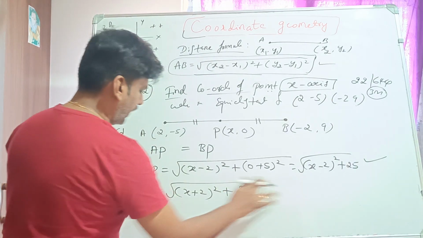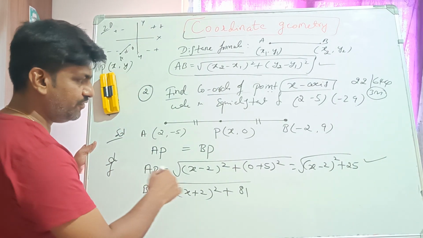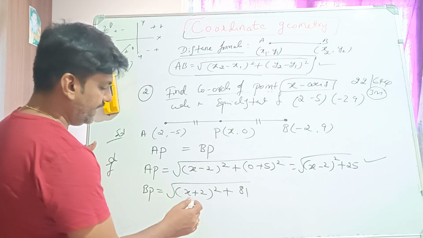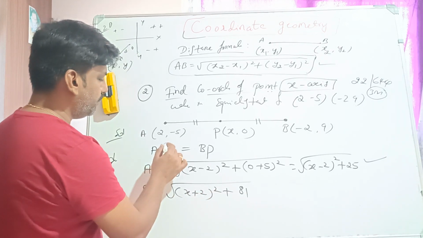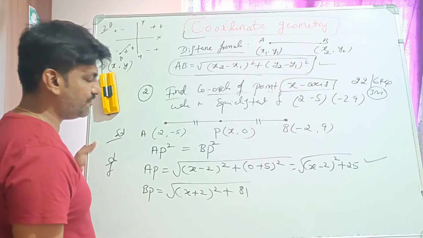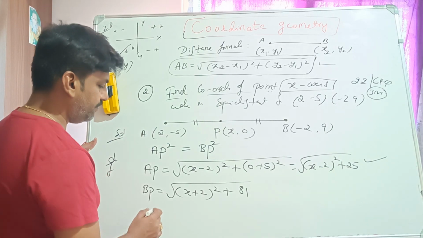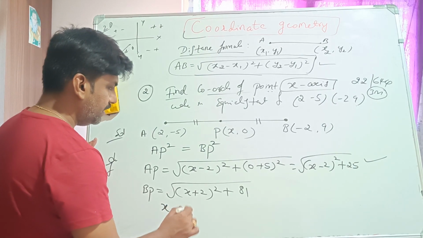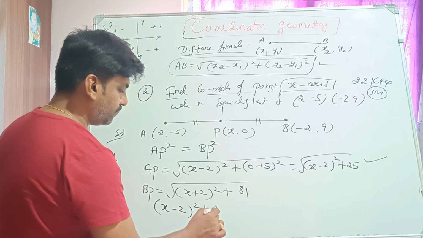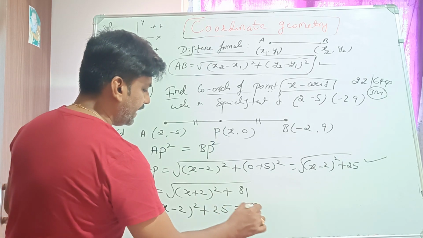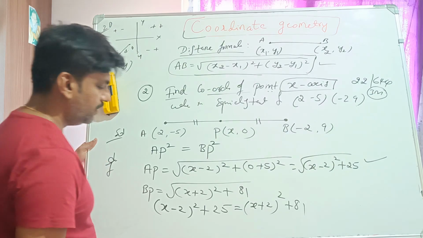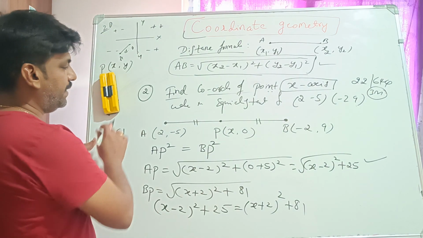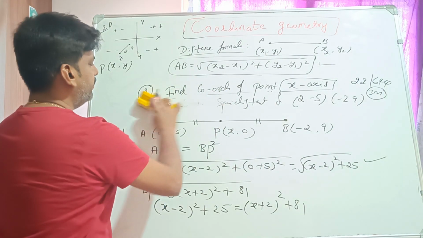Once I have AP and BP, I should equate them. When I equate them, I will have a square root. So instead of going for AP and BP, I will go for AP square and BP square. If I equate them, what I get is (x minus 2) square plus 25 equals (x plus 2) square plus 81, right? So expand this. After expanding, we will see what you are going to get.